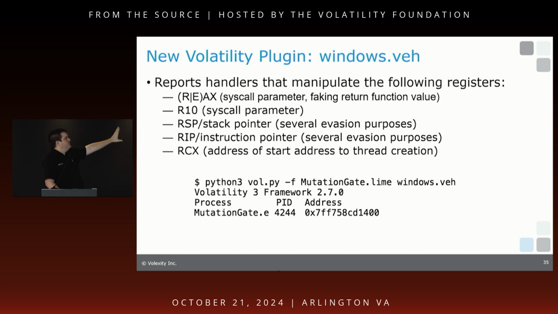So we do some static analysis. We try to say, does this handler actually look like an EDR bypass and not just any function? The ones that pass our checks, we report them, and you can see here mutation gates being reported because we can, through static analysis, tell that its function is trying to do EDR bypasses.